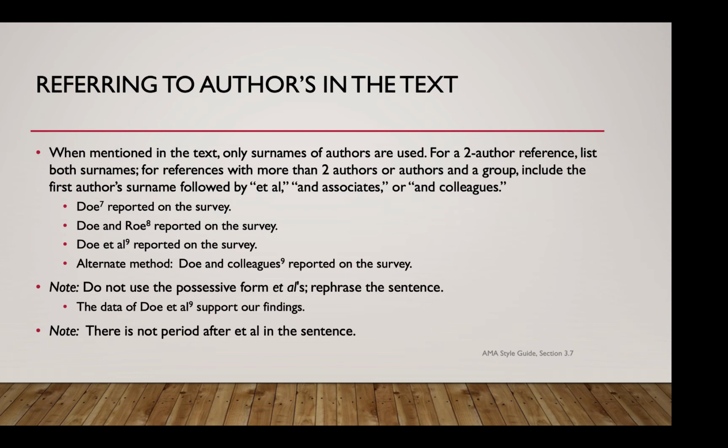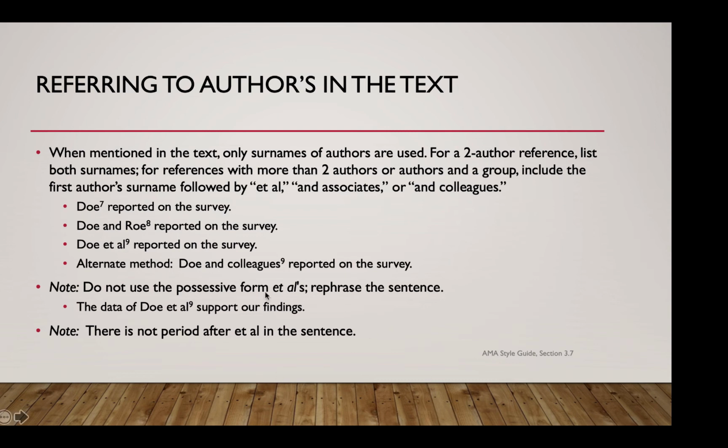If there are two authors, you write both their last names and you join it by and. If there are three authors, you only use the first author's last name and then you follow it by either et al. You could also follow it by and associates or and colleagues. So anything 3 authors and above in the text, this is different than on the reference page. You just put the first author's last name and follow it by et al. Or and associates or and colleagues.